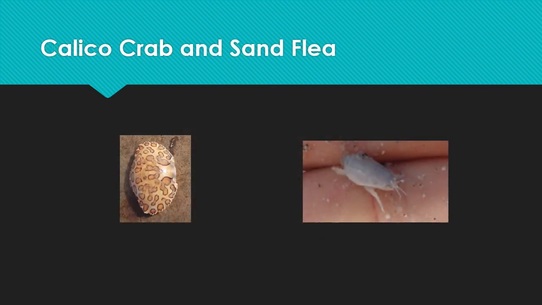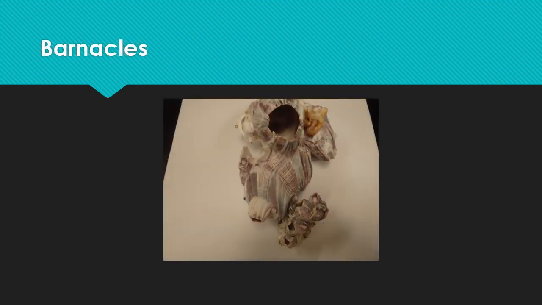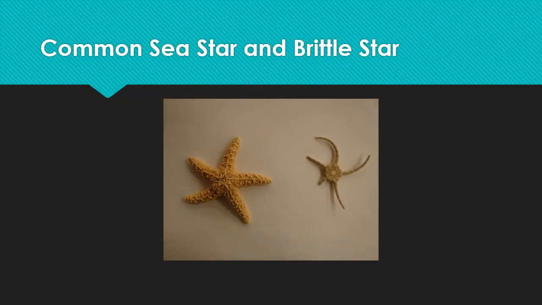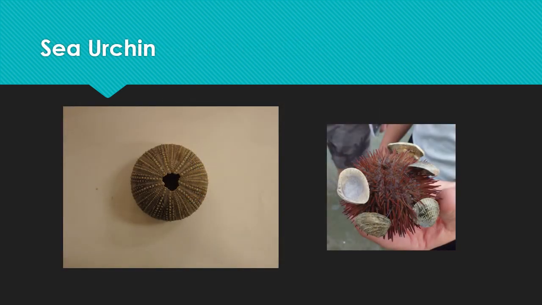Calico crabs and sand fleas are other arthropods we find. And barnacles, believe it or not, are arthropods. Although they don't move, they have their jointed appendages that they wave in the water. Echinoderm means spiny skin. Sea stars and brittle stars are echinoderms. So are the sea urchins. You see they decorate themselves as well to blend in. And the sea cucumber is also an echinoderm.